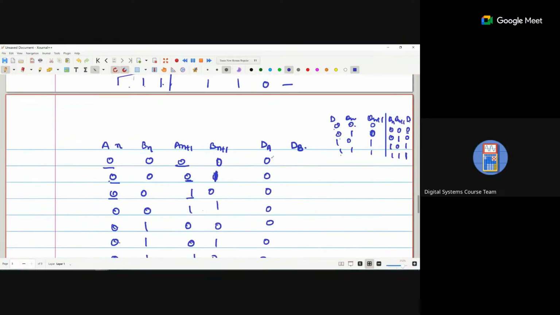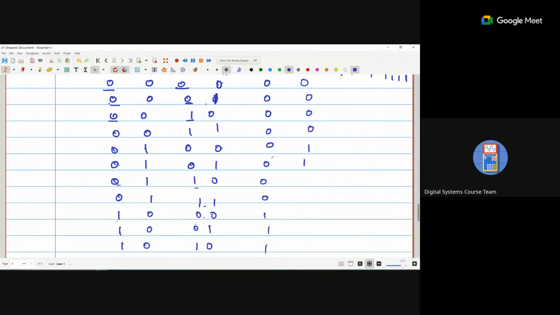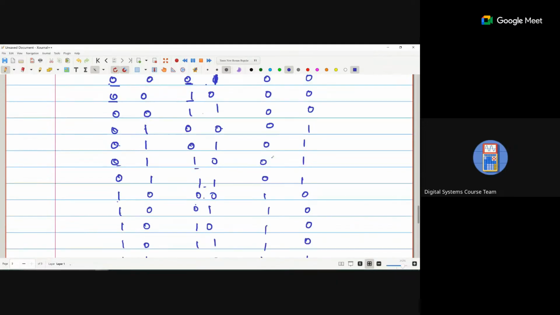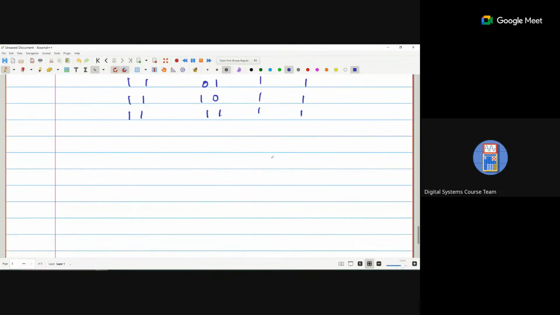Now in a similar way I can draw the table for DB. It is 0 0 0 0 1 0 0 0 0 0 1 0. Now 1 0 becomes 1, 1 1 becomes 1. Now can I calculate using the K-map? Can I calculate the equation of DA?